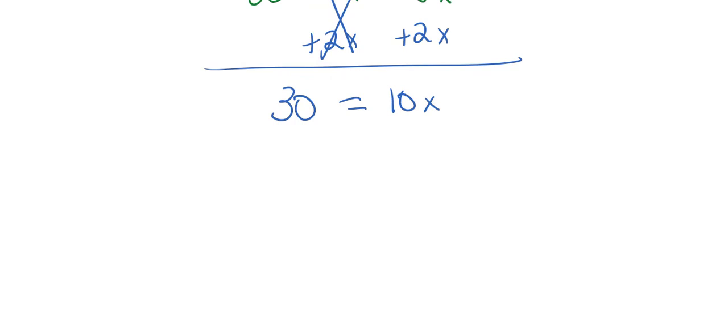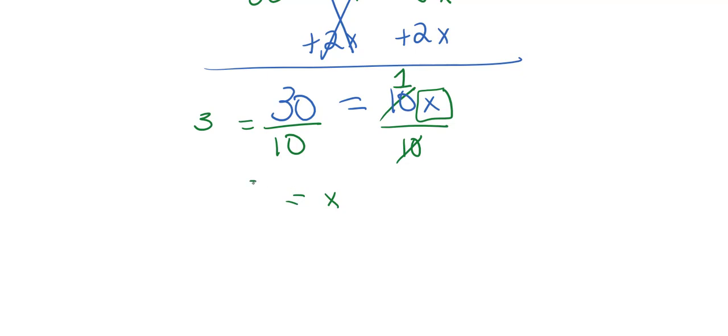Now what's our next step? Our next step is to get x by itself. So we're going to divide by 10 on both sides. This becomes just 1. Now 30 divided by 10 is just equal to 3. So what does x equal? x is equal to 3.